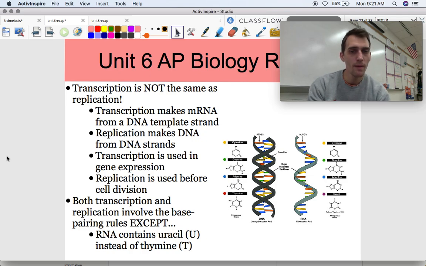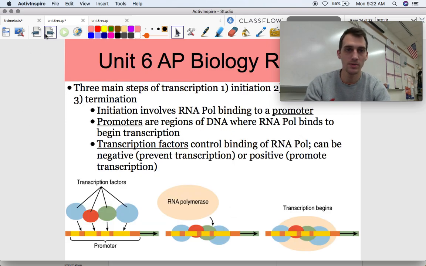Both transcription and replication involve the base pairing rules, except, if you remember from 6.1, RNA has uracil while DNA has thymine, right? So those U's replace those T's.